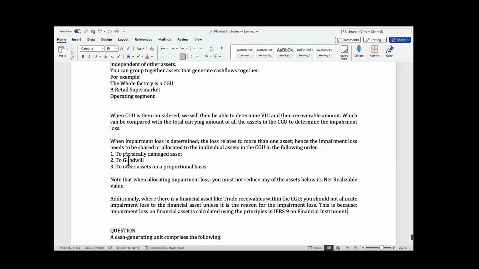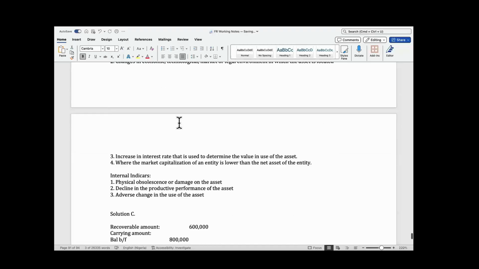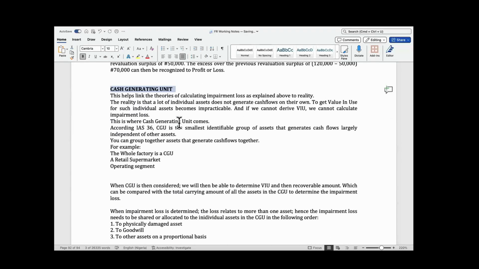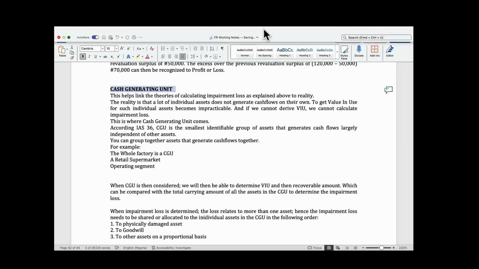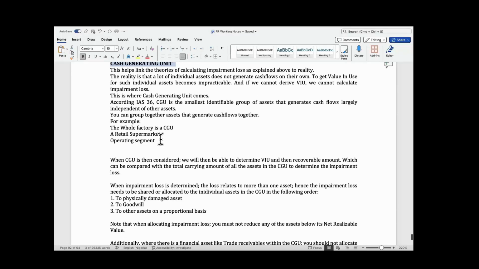And yeah, that's it about CGU. It brings bare reality. At the individual asset level, most of these assets don't generate money on their own. So you cannot even get their value in use. So the only way is to put assets together to get value in use, thereafter get recoverable amount. When this is derived, you can then get an impairment loss.